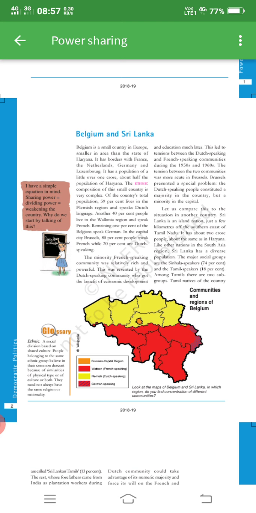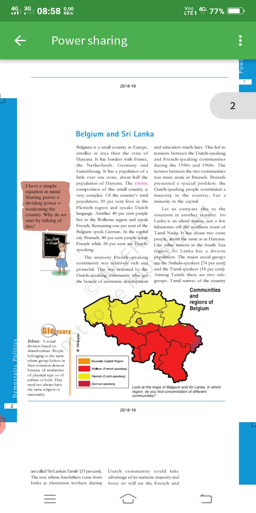Brussels presented a special problem: the Dutch speaking people were a majority in the country but a minority in the capital. This was the population sharing. Now we are going to compare this to the situation of another country.